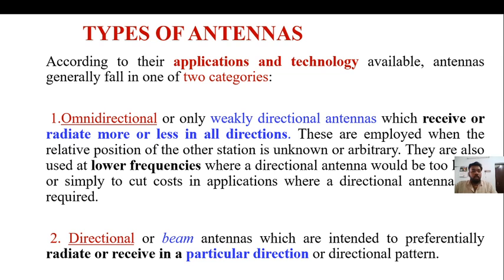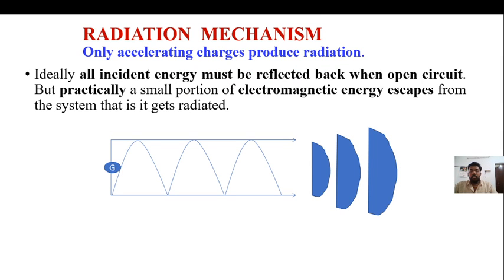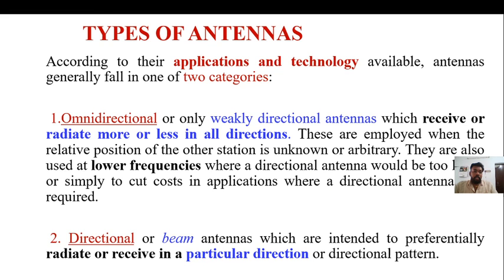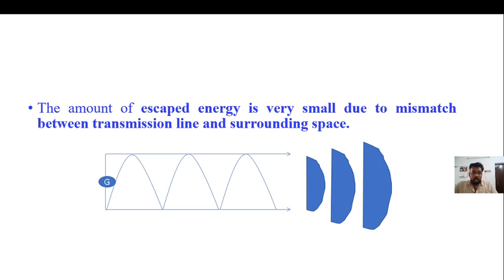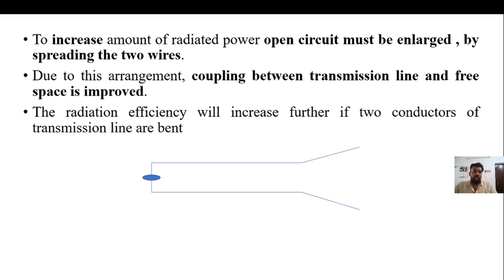Then, I already told about the omnidirectional and directional antennas. So what is the radiation mechanism? Ideally, all the incident energy will be reflected back when it is open circuit. But practically, a small portion of electromagnetic energy will escape and get radiated, right? The amount of escaped energy is very small when there is an impedance mismatch between the transmission line and the surrounding space. In order to match that, the open circuit must be enlarged.